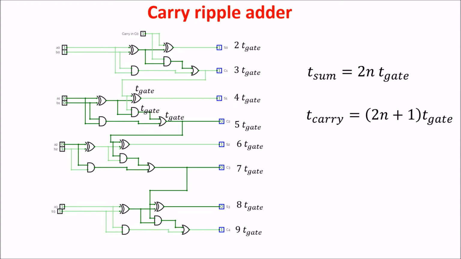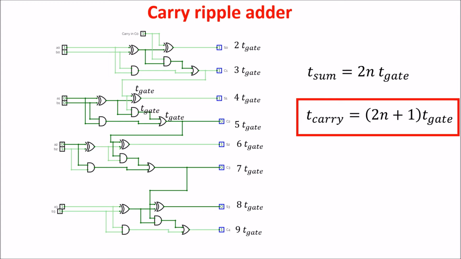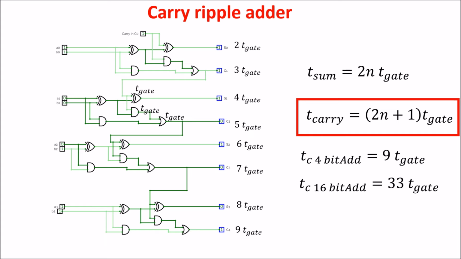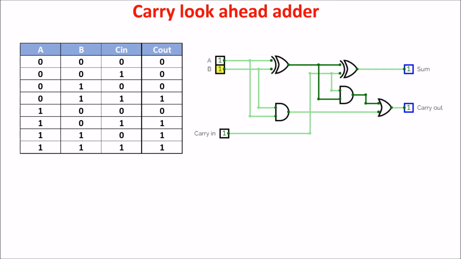As you saw, all the times are affected by the carry propagation delay, and this is the time we have to wait for having a stable result of our addition. If, for example, we have a 4 bits adder, the delay is 9 gate times, and for a 16 bits adder, the delay is 33 gate times. Now, let's see if we can build a faster adder.